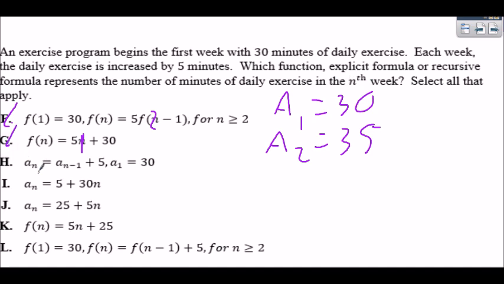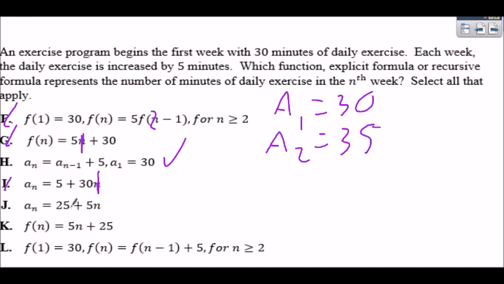And this says for every week, do what you did last week plus 5 minutes, and the first week start with 30. Well, that's what this says. So that's good. This says do 5 minutes of workout plus 30 minutes times what week it is. So let's put in 1 again. So 30 times 1 plus 5 is 35. And that doesn't give us our 30. So that's off the table.